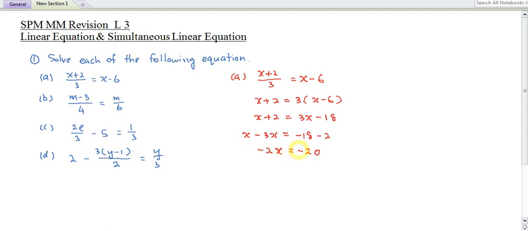Okay, both sides you have a negative sign, you can actually cancel out the negative sign. Okay, so this is 2 times x. It becomes 20 divided by 2. x is equal to 10.